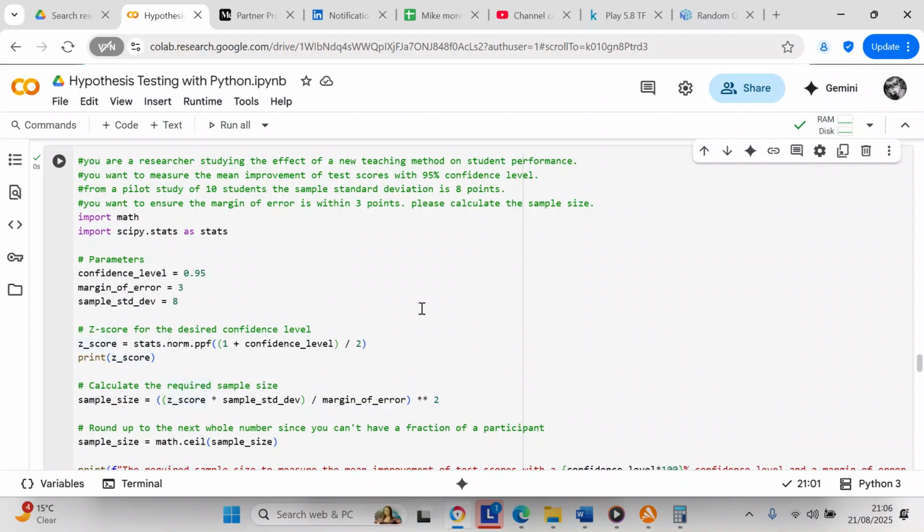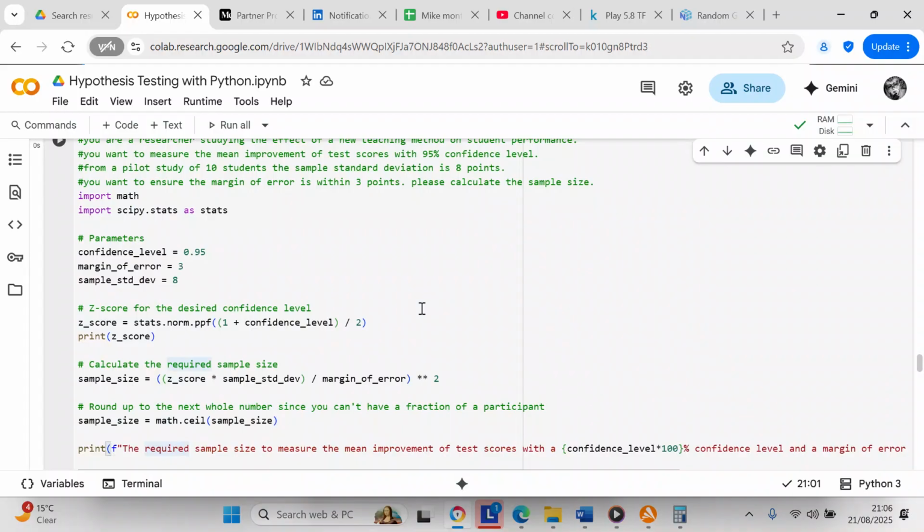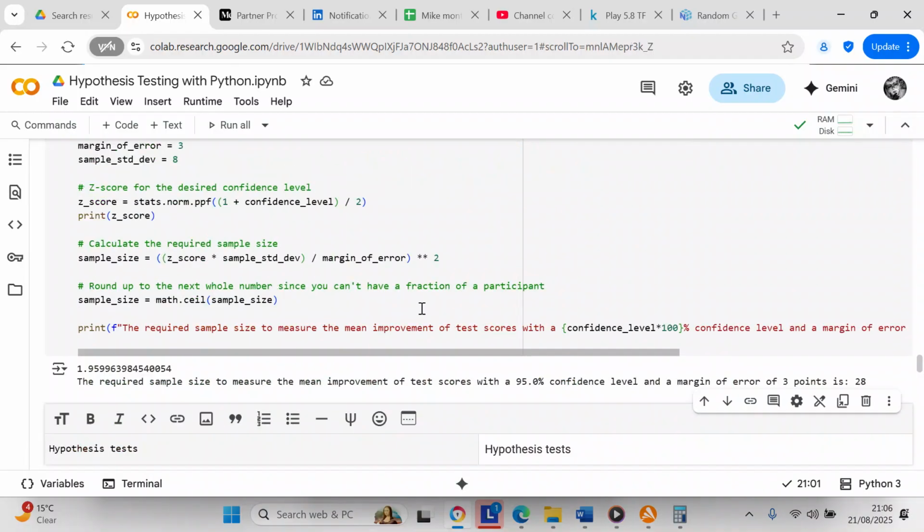Now we're going to calculate the required sample size. Sample size equals z-score times sample standard deviation divided by margin of error, and then it's squared. Then we round that up to the nearest whole number, so math.ceil of sample size. Then we print the required sample size to measure the mean improvement of test scores with a 95% confidence level and margin of error of 3 points, which is 28.